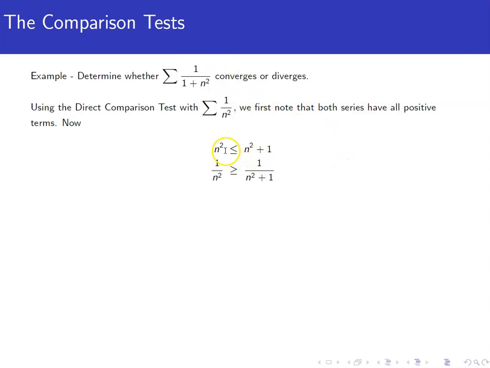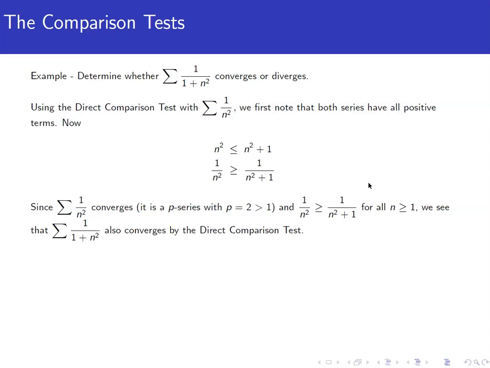Well, certainly n squared is less than or equal to n squared plus 1. In fact, it's strictly less than. And then if we take the reciprocal of both sides, well, when we reciprocate, the inequality flips. So 1 over n squared is greater than or equal to 1 over n squared plus 1, and this is true for any n that we want.